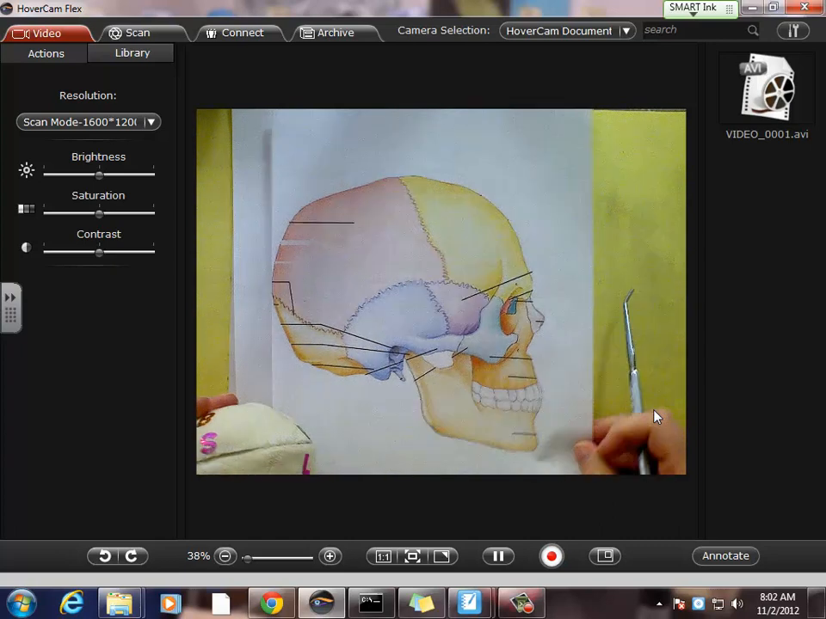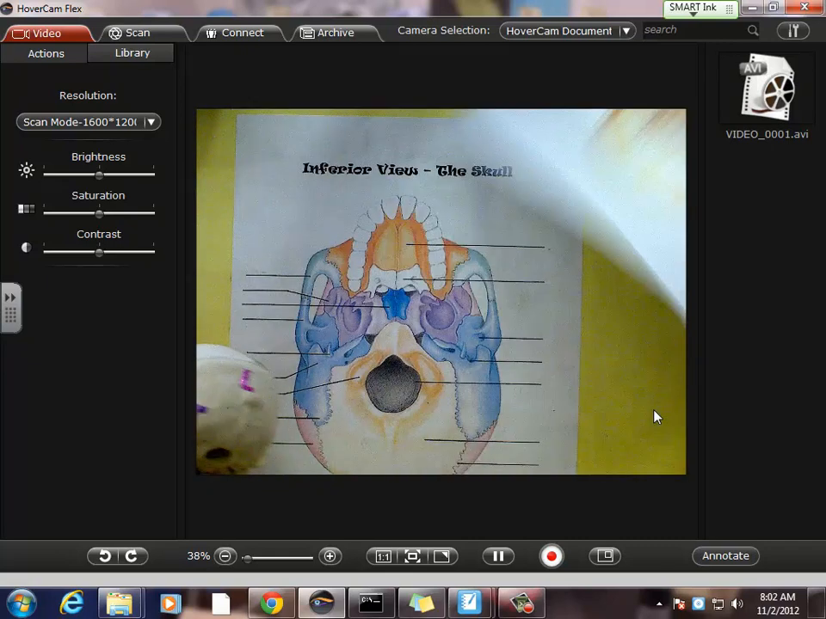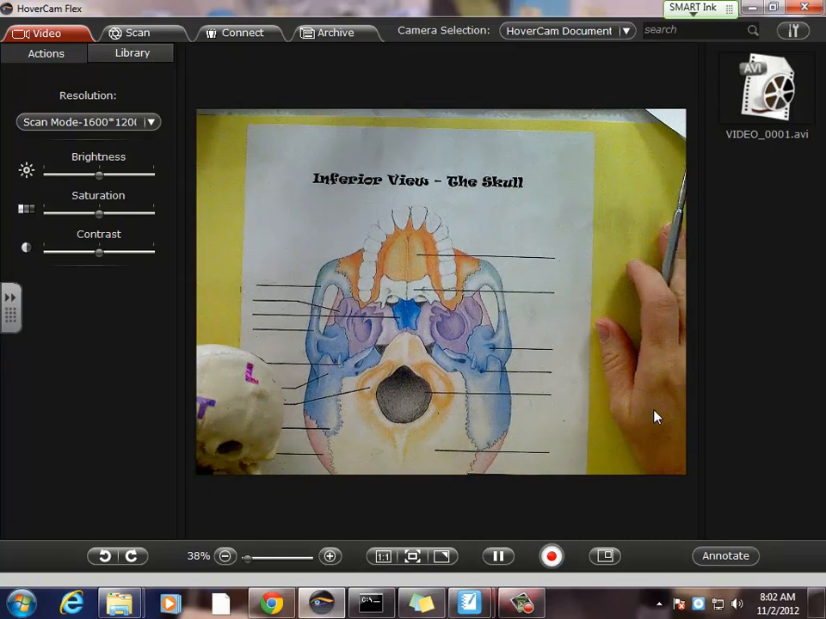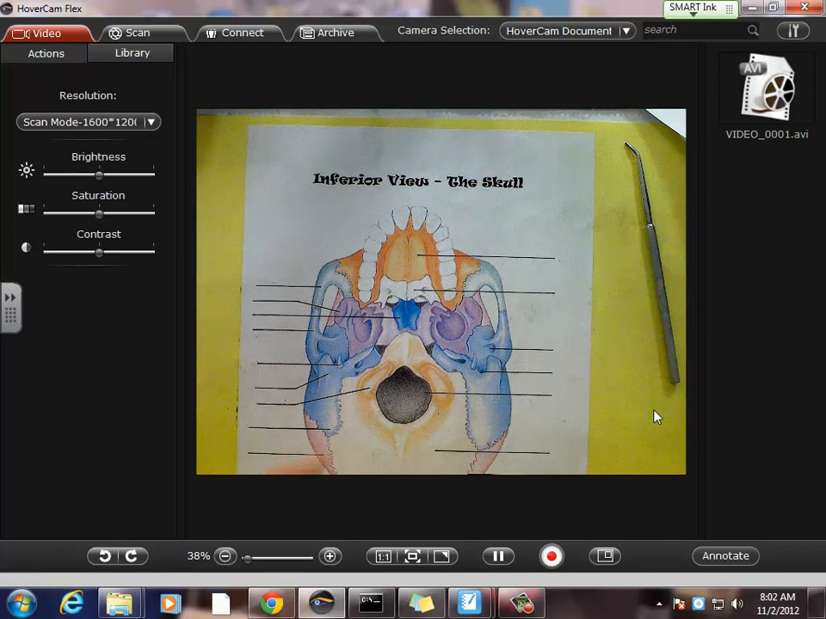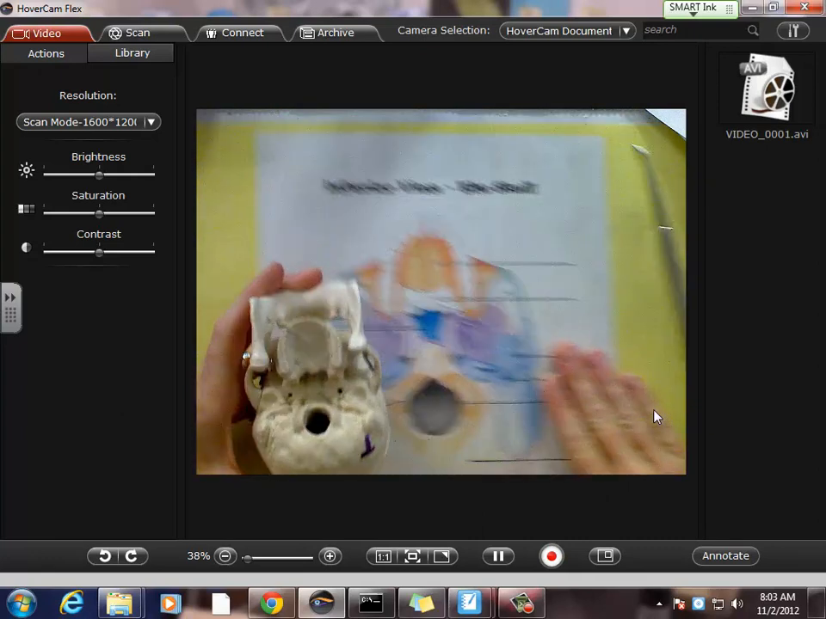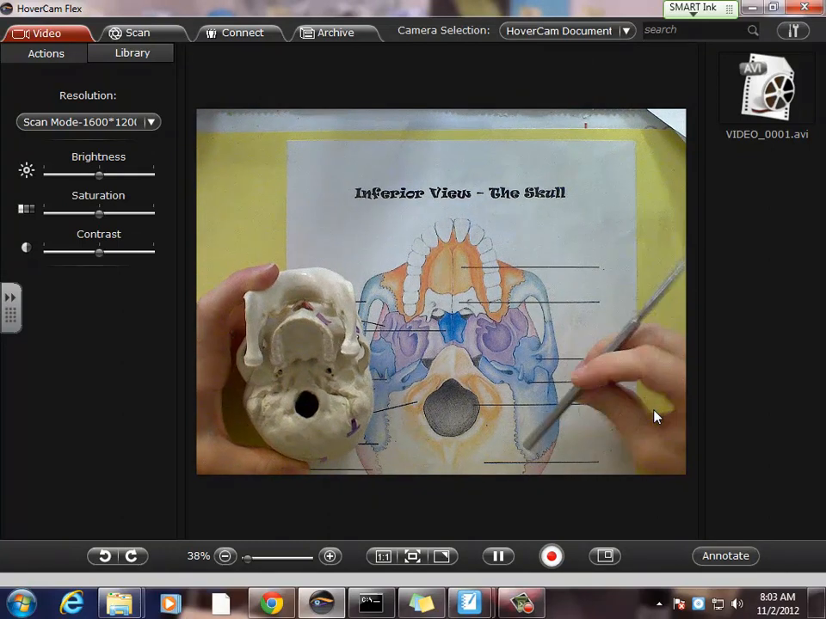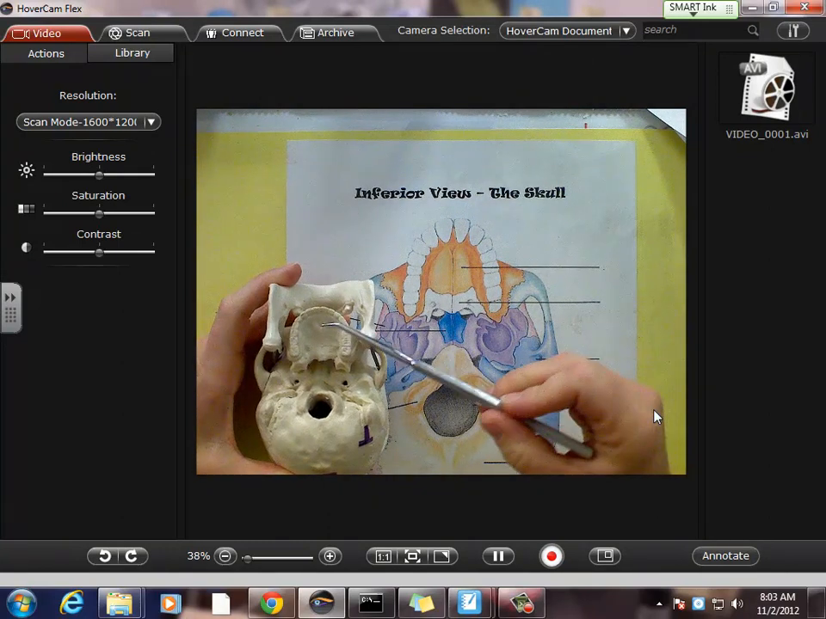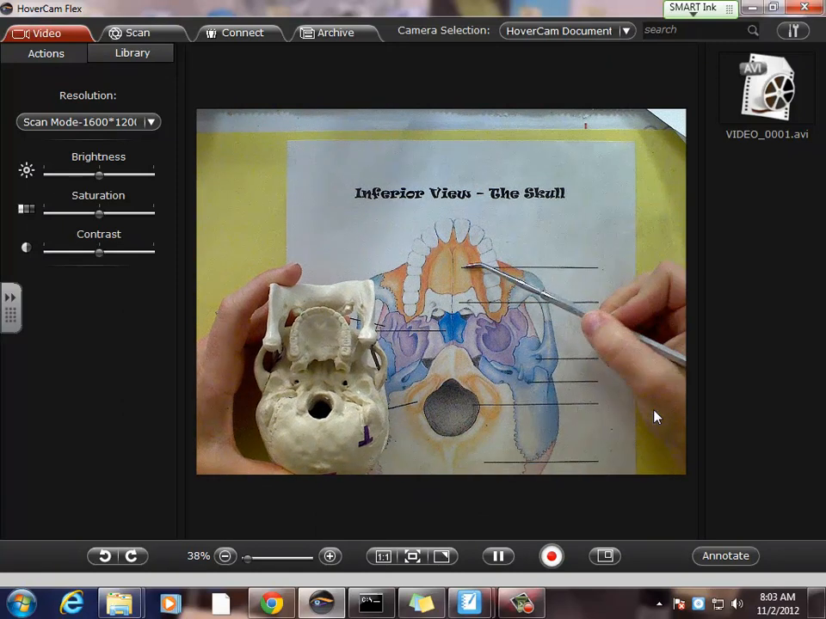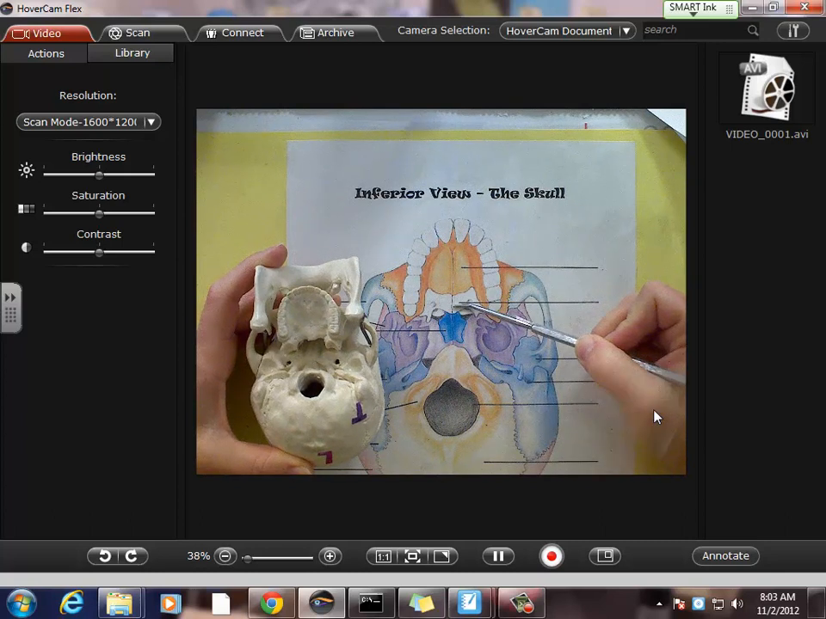Let's continue to the inferior view. Now remember that the inferior view does not have the mandible attached. So if I remove the mandible and look at the skull from this view, as you can see here, we can identify numerous new structures. Starting with the maxilla, there are two parts to this maxilla. You can see them color-coded here. This is called the horizontal plate, and this is called the palatine bone.